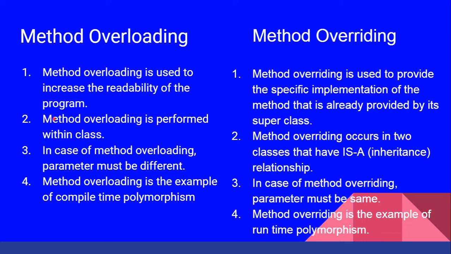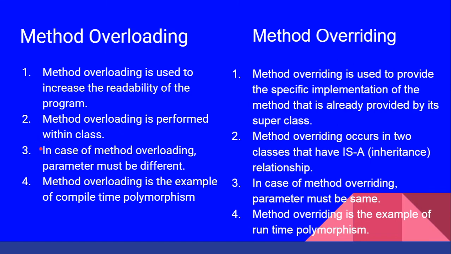The second difference is that method overloading is performed within the class. That means there is only a single class, and the method names are the same within the same class. But method overriding happens in two different classes which are in an inheritance relationship. That means a parent-child or superclass-subclass relationship.